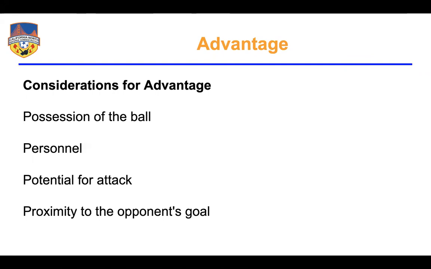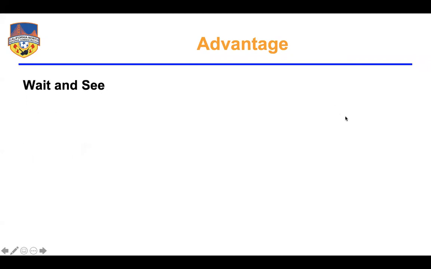Any other questions on these considerations before we move on? All right, then I'll go ahead and move us ahead. The next concept we want to talk about a little bit here is wait and see. Now, when you have an advantage opportunity present, right when the foul is going to get called, you may be able to identify right away that there's an advantage situation present, and you can award advantage.